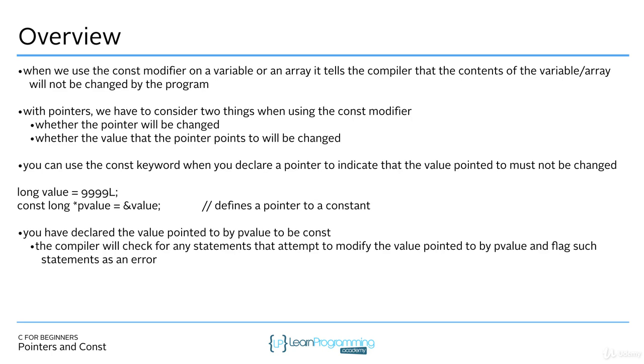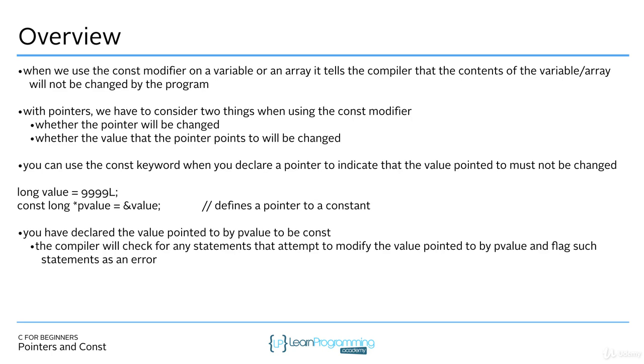We're not going to be able to change 999L. So we declared that the value pointed to by pvalue is constant. The compiler will check for any statements that attempt to modify the value pointed to by pvalue, and if there are any in the program, it's going to throw an error. So this is the syntax.